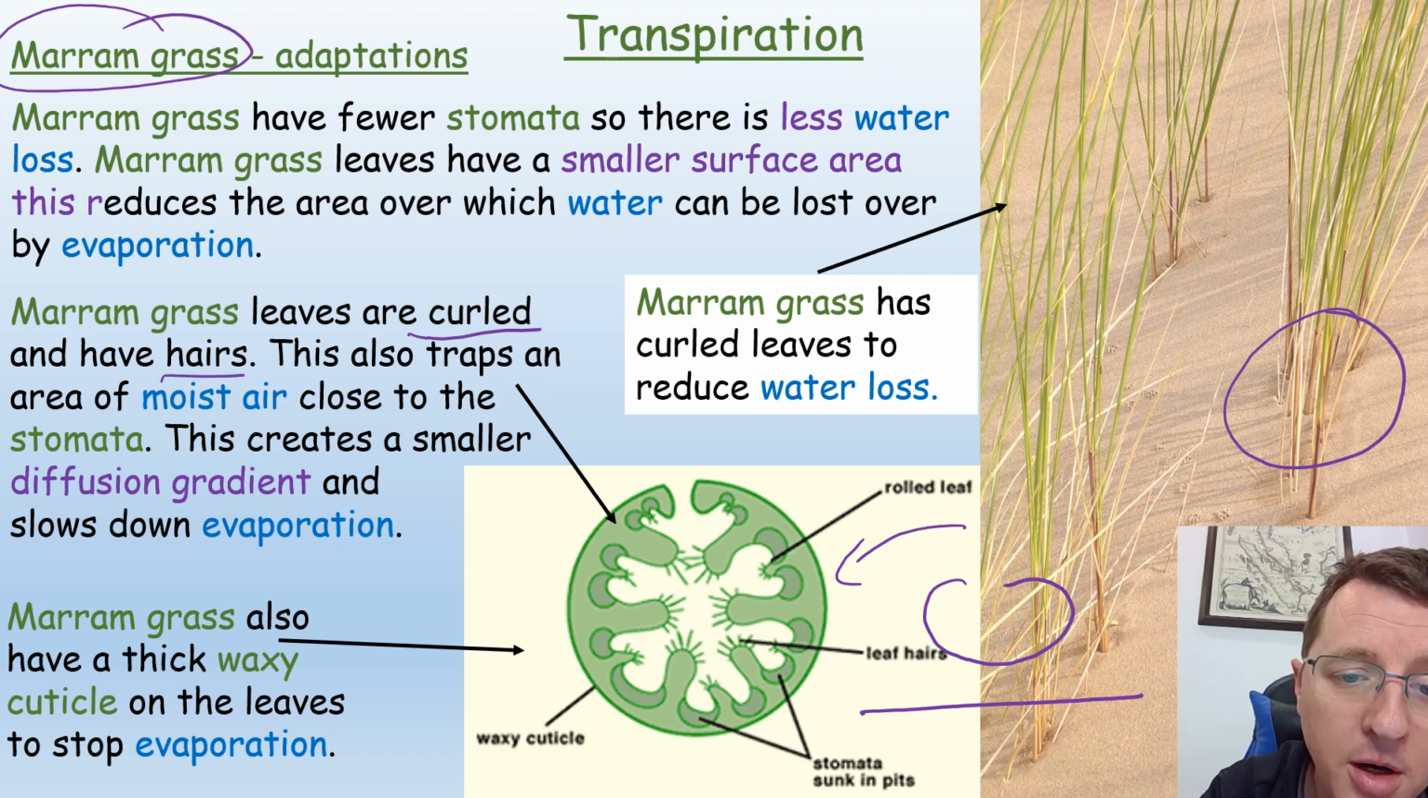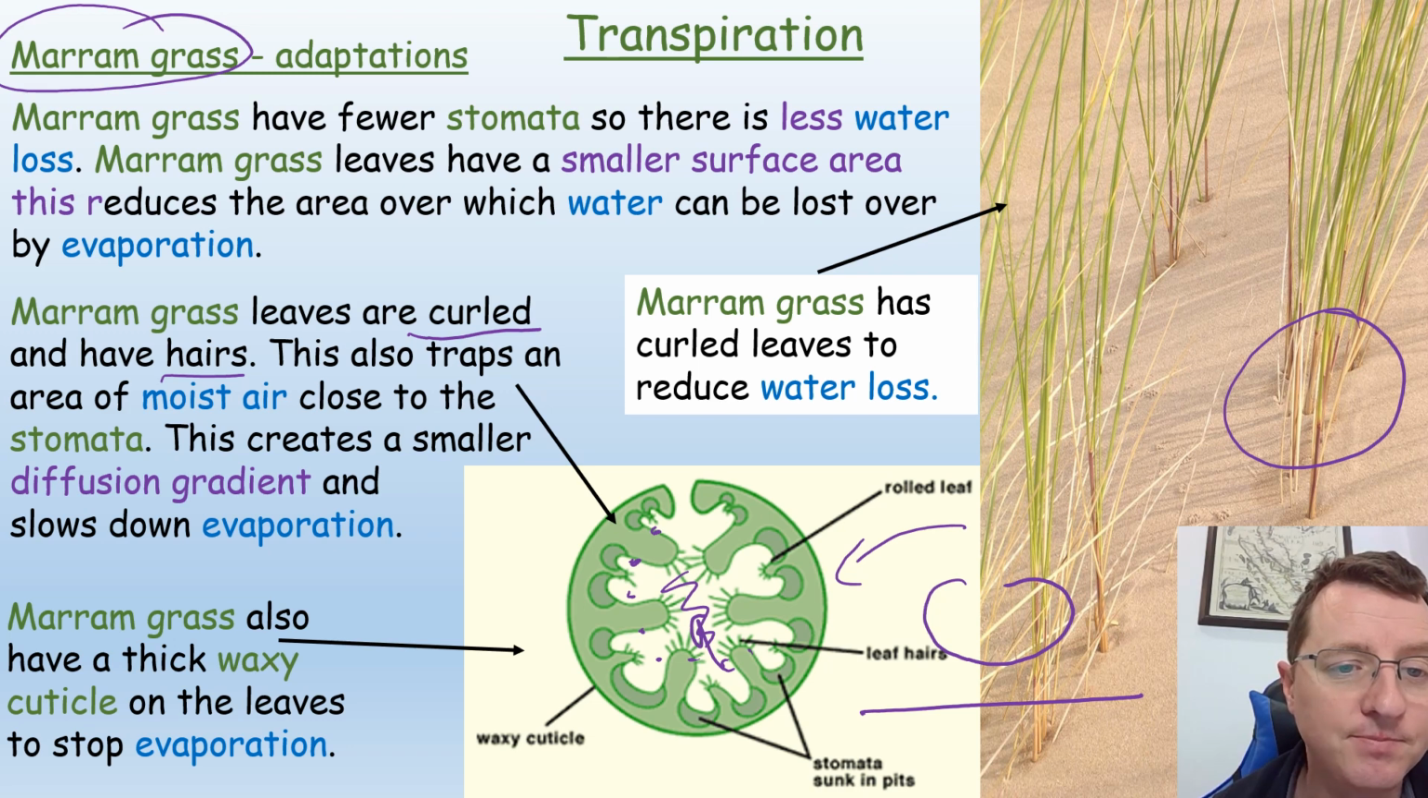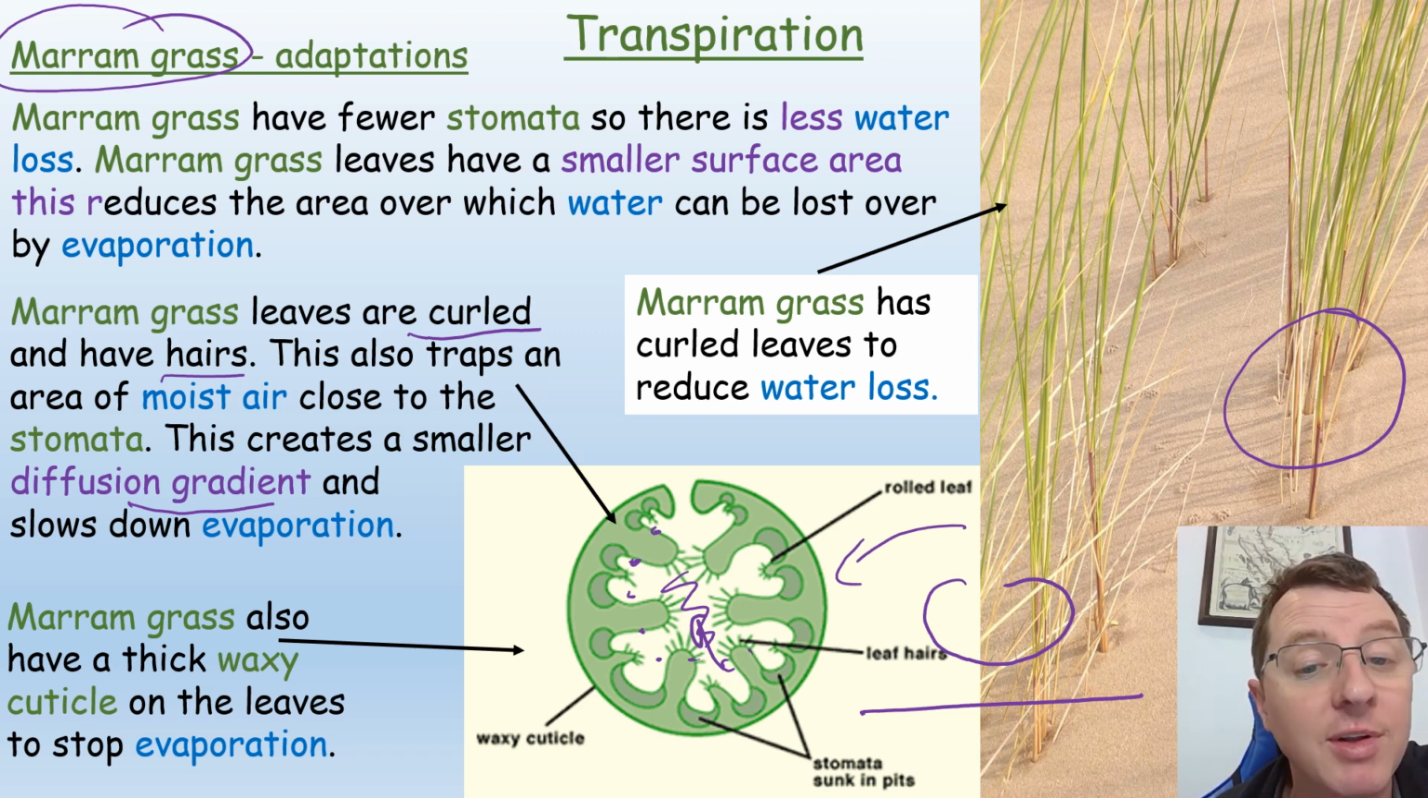And that means the stomata, which are all on the underside of the leaf, are releasing water into this area, it creates an area of trapped moist air close to the stomata, and this creates a much smaller diffusion gradient, and so it slows down the evaporation of water from the leaf, from the air spaces within the leaf, into this pocket of air trapped by the curled leaf. Marram grass on their upper epidermis also have a very thick waxy cuticle, again to stop the evaporation of water.